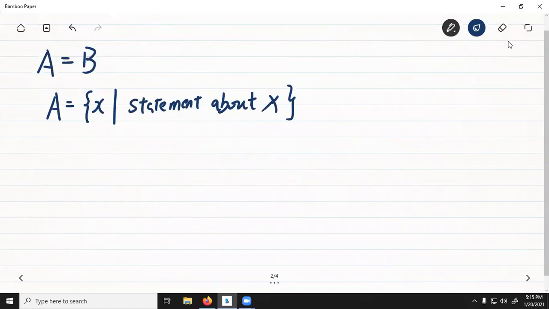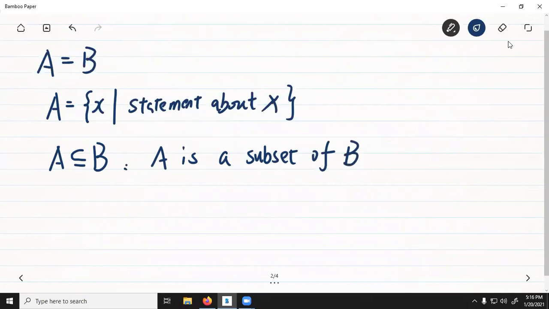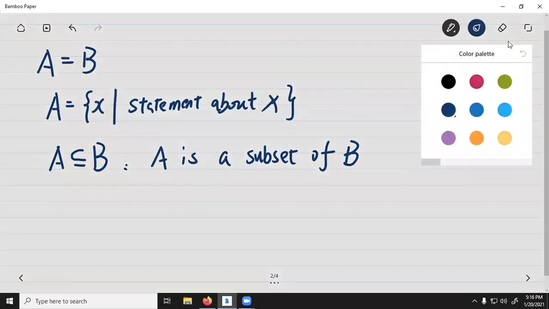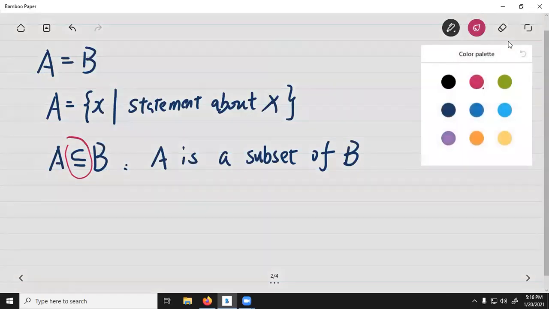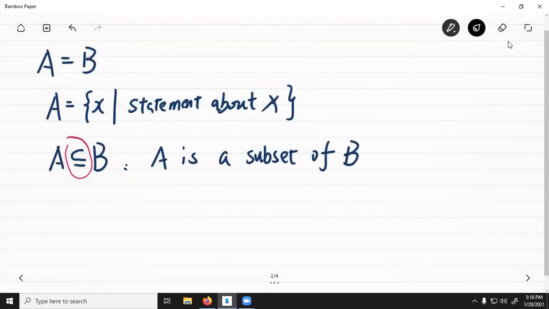So we also have some relations between two sets. And we say that A, using this symbol, means A is a subset of B, which means all the elements in A must be in B. We use this symbol to denote the subset, and both sides of the symbol must be a set. Okay, A is a subset of B.